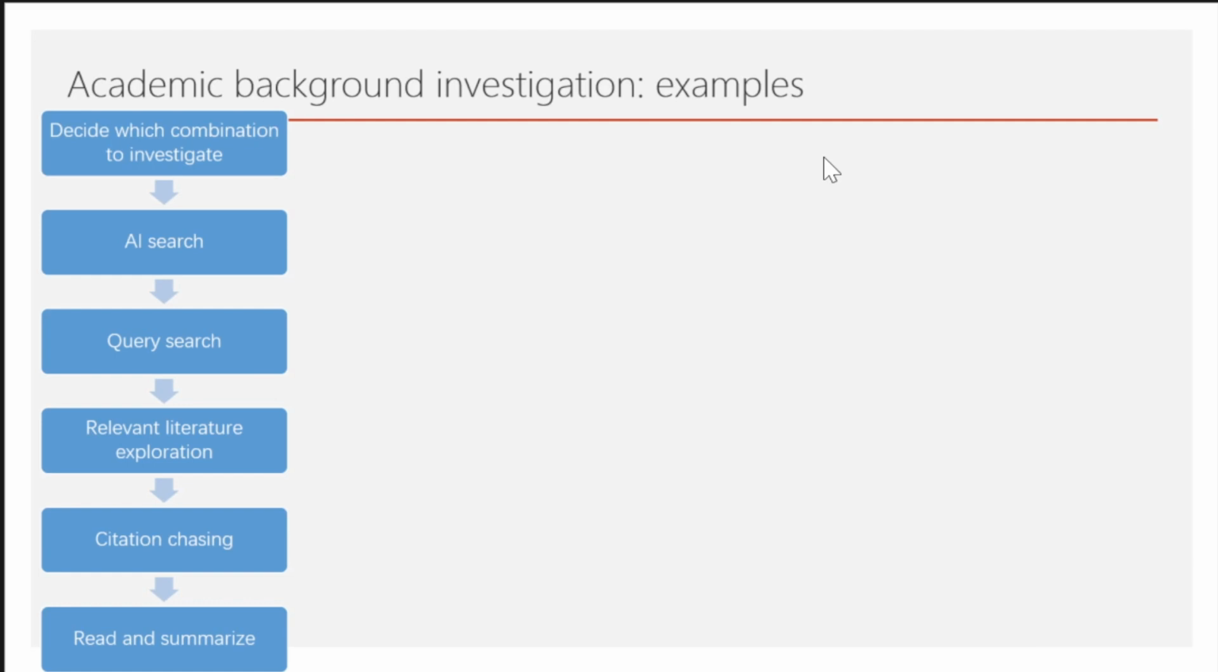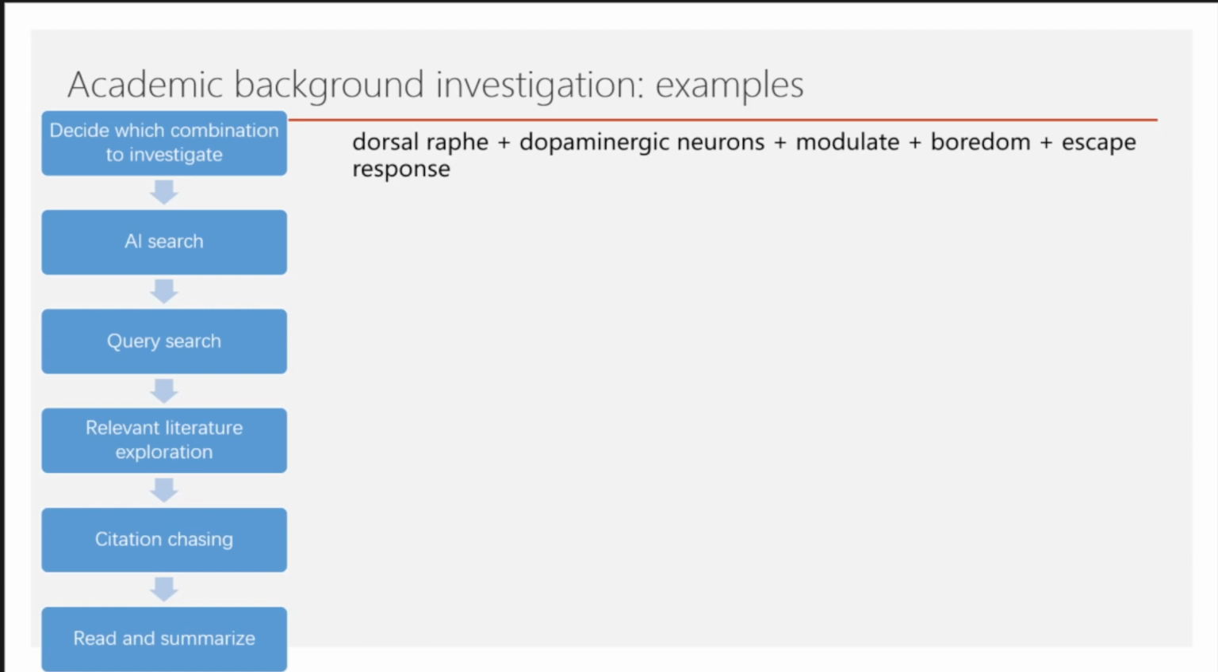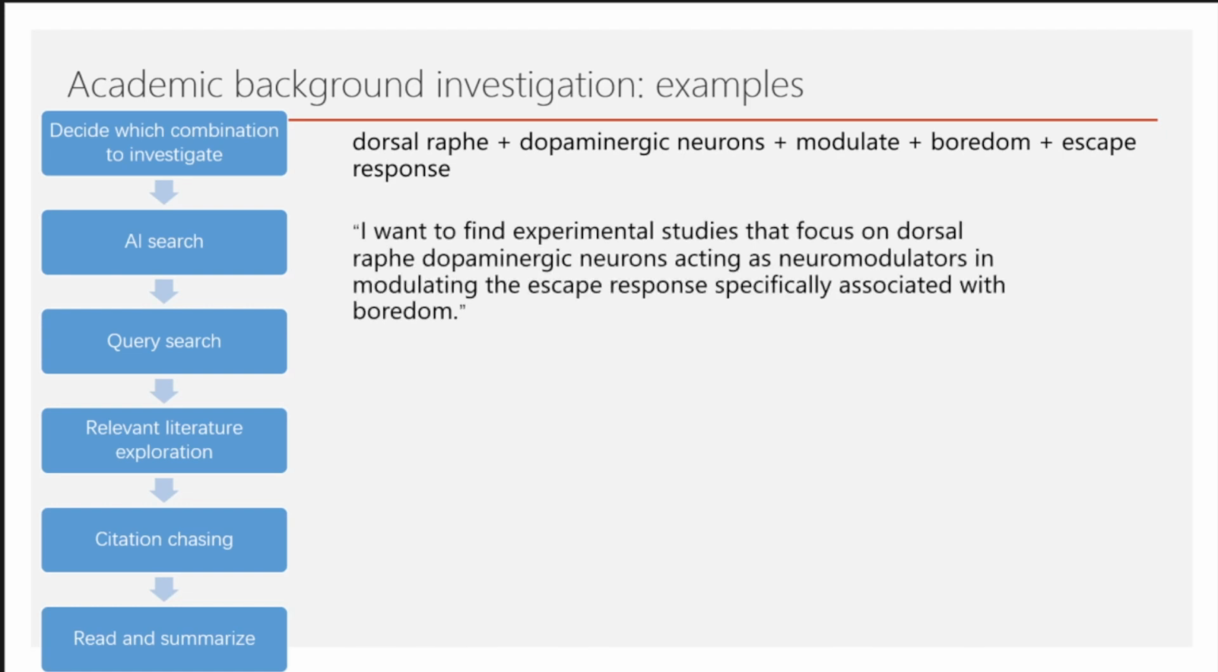Now I would like to illustrate the workflow for academic background investigation using a few examples. Say I decided to first investigate the largest combination. The sentence I use in AI search is: I want to find experimental studies that focus on dorsal raphe dopaminergic neurons acting as neuromodulators in modulating the escape response specifically associated with boredom. But none of the tools I use has found highly relevant results.